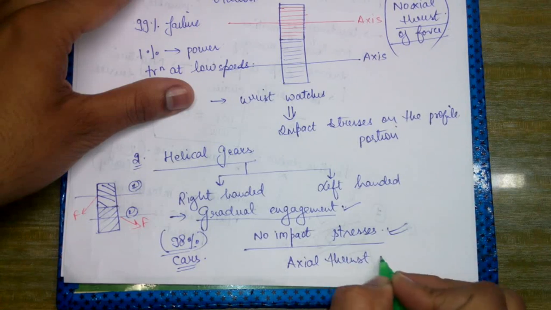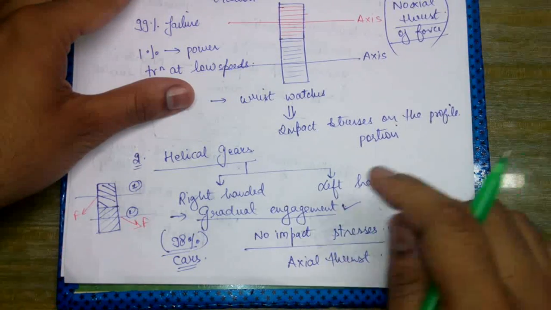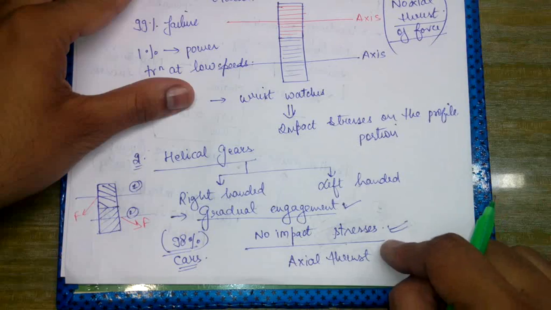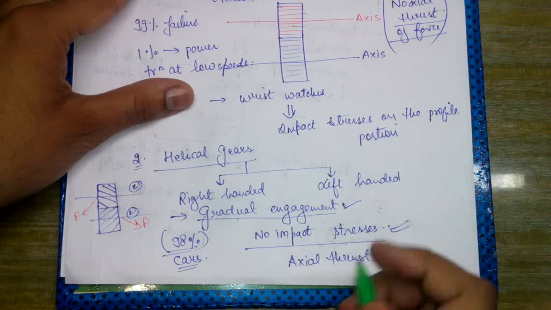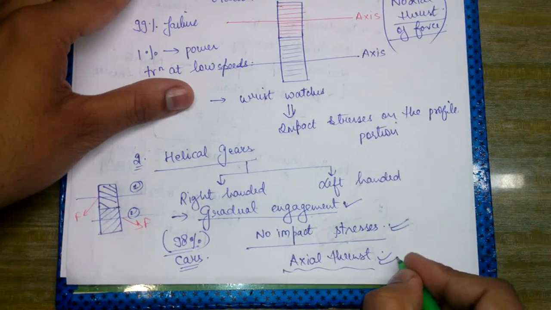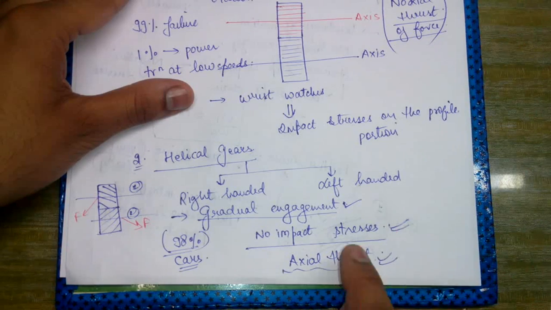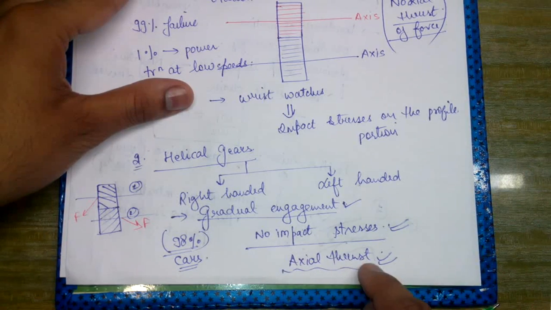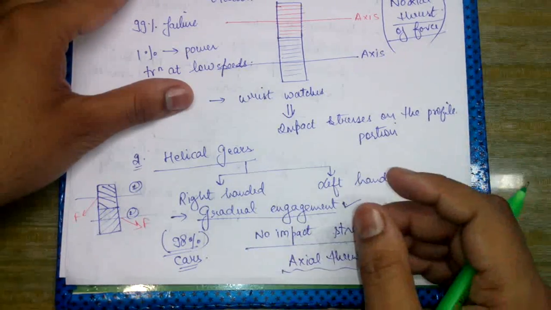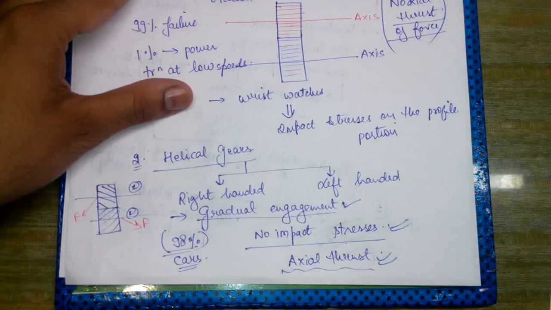So we are having two advantages, that is gradual engagement, and along with gradual engagement we have no impact stresses. But here we are having a very great disadvantage, that is axial thrust is there. Thus, in order to minimize this axial thrust, it was again modified to double helical gears.